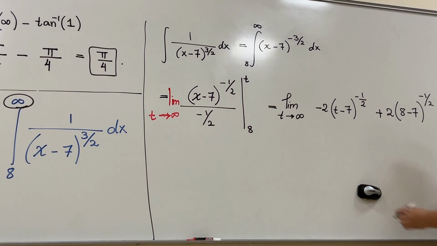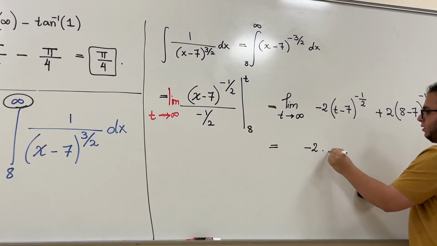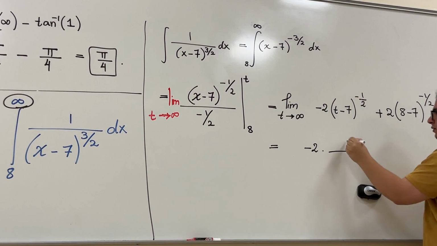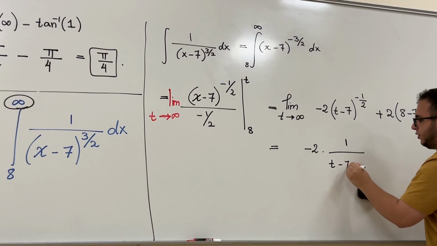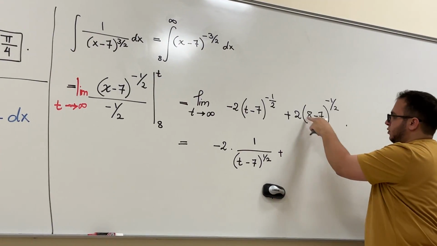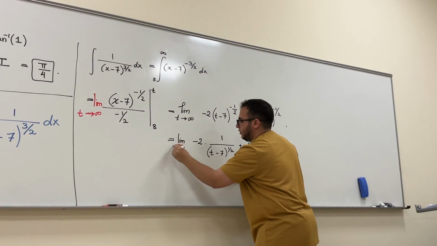Okay? So how do we do this? This is minus 2. This is what? I don't know what this is exactly. It's power negative half, so I can put it down: 1 over (t minus 7) power half. This is 2 times 1, which is 2. And then again limit as t goes to infinity.